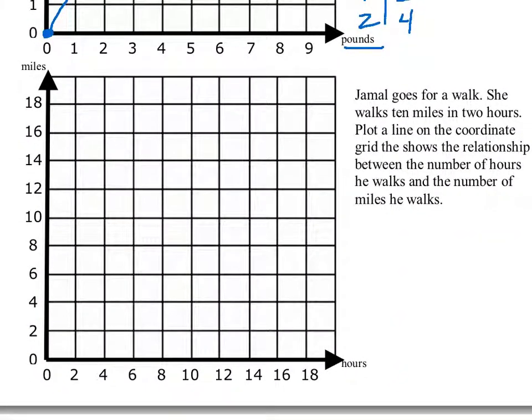This one says Jamal goes for a walk. Jamal is a she. Jamal goes for a walk. She walks 10 miles in 2 hours. Plot the line on the coordinate grid that shows the relationship between the number of hours she walks and the number of miles she walks.